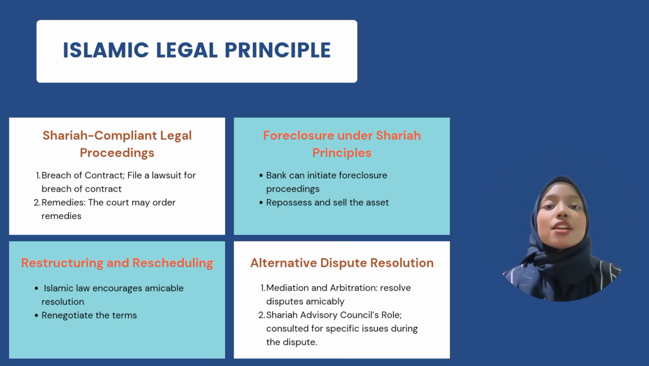The first principle is Sharia Compliance Legal Processing. It is divided into two parts. The first part is that the bank can file a lawsuit for breach of contract arising from the delay in repayment of the loans. Therefore, the courts will consider both the contract terms and the Sharia principles that have been agreed during the contract agreements. And the second one is remedy.